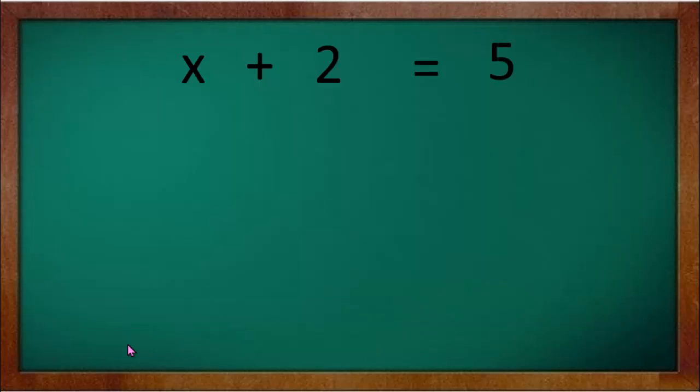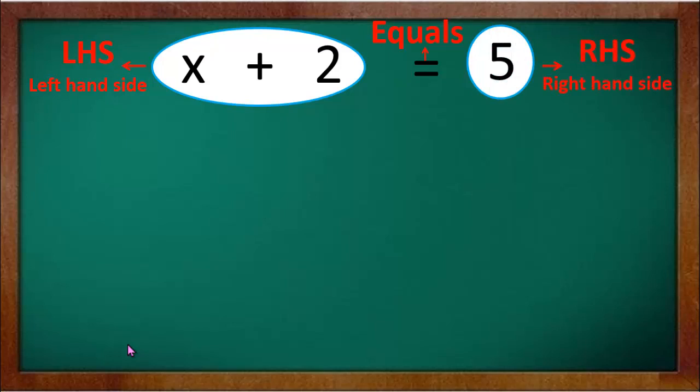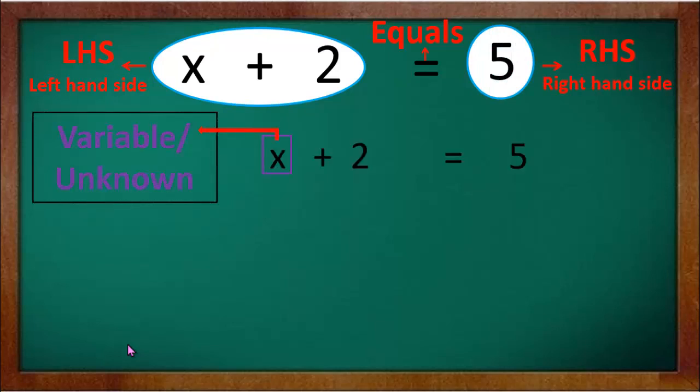Now let's have a look at this equation: x plus 2 equals 5. We call this the left-hand side of the equation. Of course, this is the equal sign, and this is the right-hand side of the equation. x here is my variable or my unknown. What is the value of x here? What number will I add to 2 to get a result of 5?